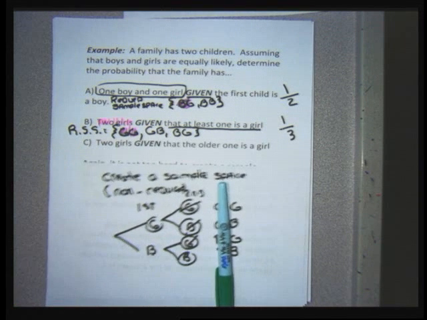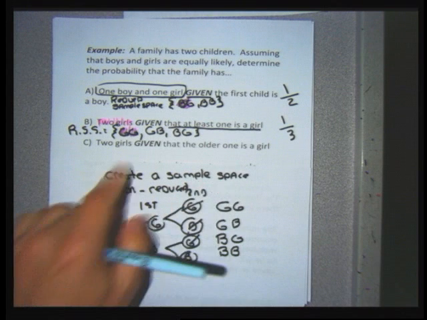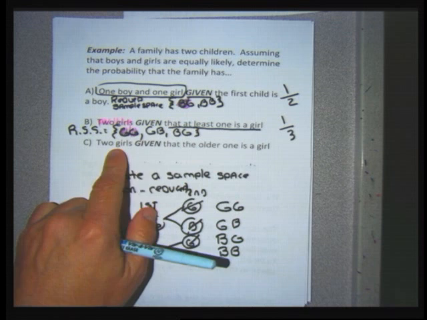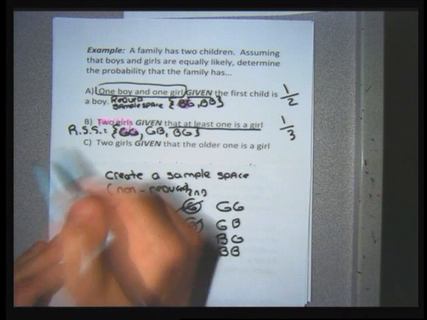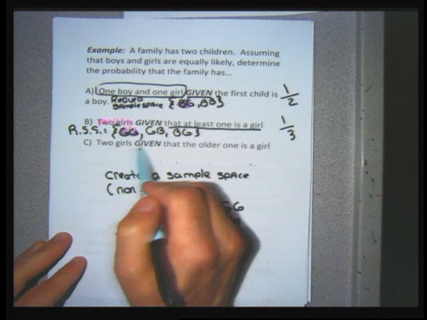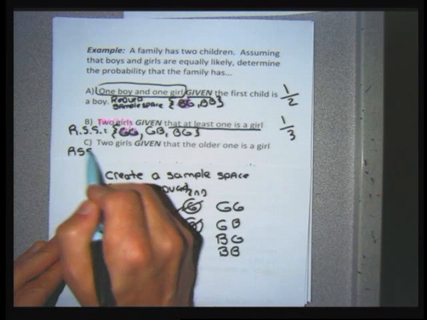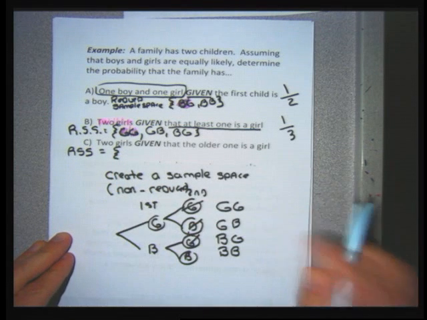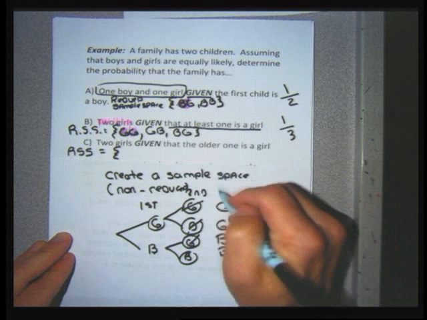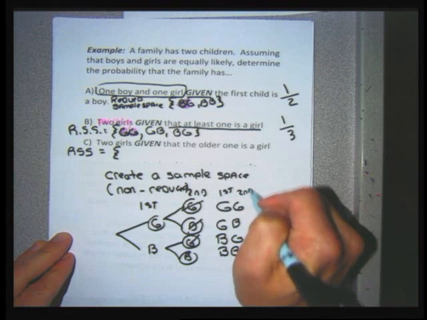The last part of this example is to find the probability that the couple has 2 girls given the older child is a girl. So I need to create a reduced sample space because it has the word given. And the reduced sample space needs to have the older child a girl. And because this is the first kid, I'm assuming that's older, and the second kid is younger.